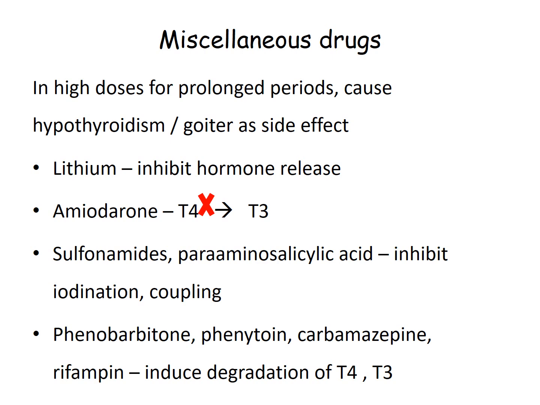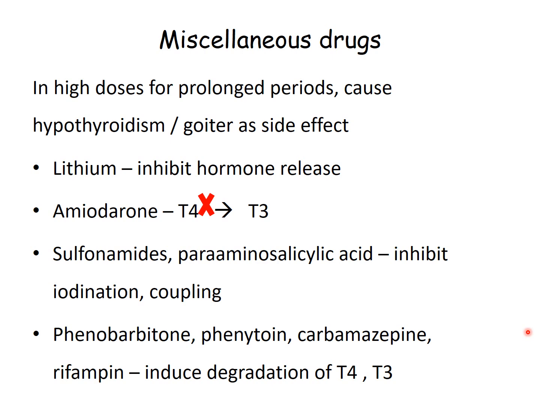And some sulfonamides and para-aminosalicylic acid inhibit the iodination and coupling. The antithyroid drugs are known as thioamides. Here, sulfonamides have some similar structures or functions. That's why they can inhibit the iodination or coupling reaction, and they can cause hypothyroidism.